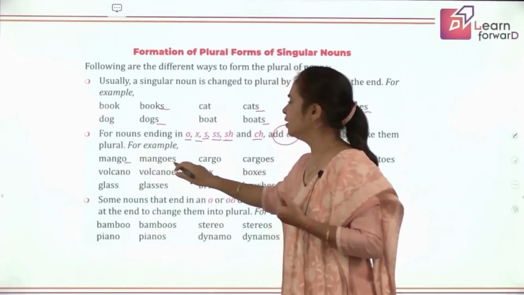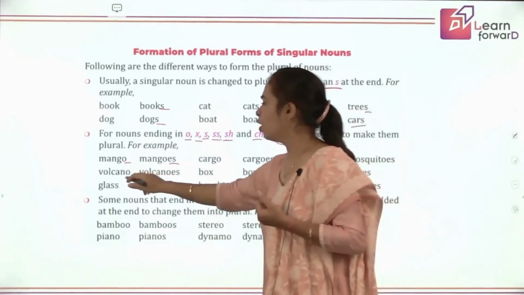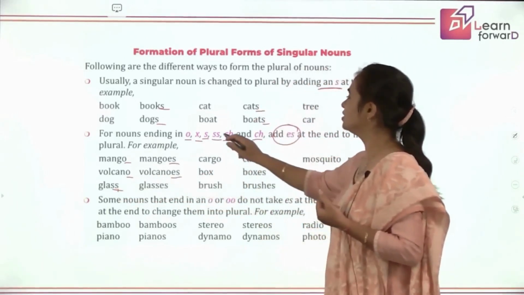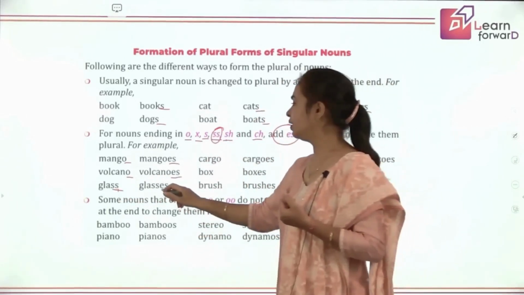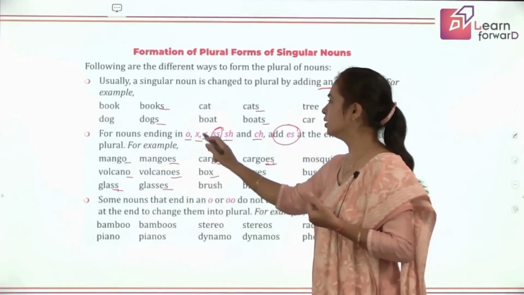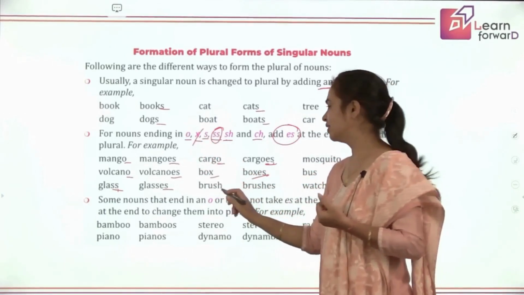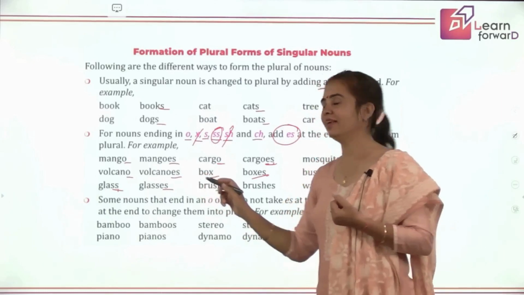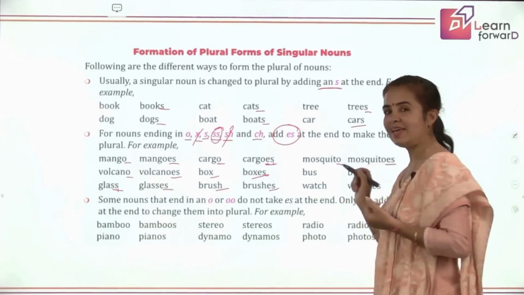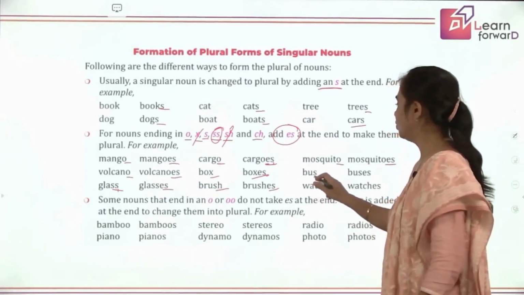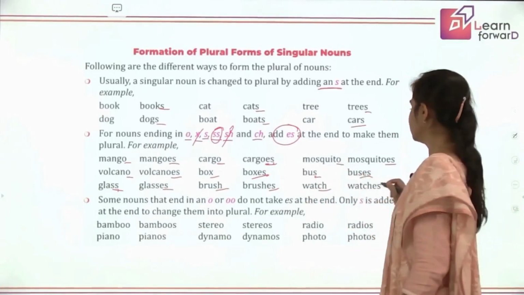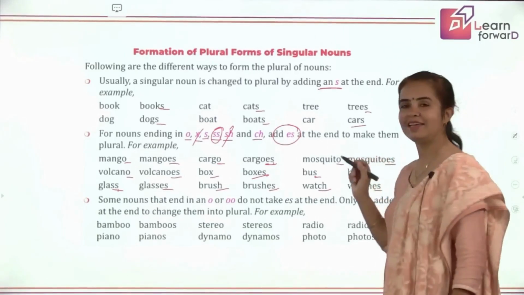Mango, o ending, so we add es. Volcano, we add es. Glass is again the magic sound, so we add es. Cargo, again o, we add es. Box, the magic sound, we add es. Brush, the magic sound again, we add es. Mosquito, o, so we add es. Good. The magic ending sound s, we are adding es. Watch, the ending sound is ch, we are adding es.